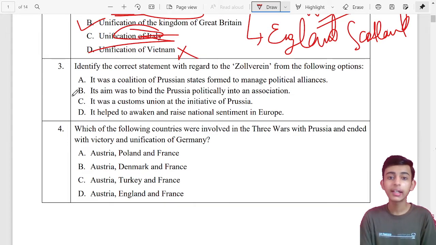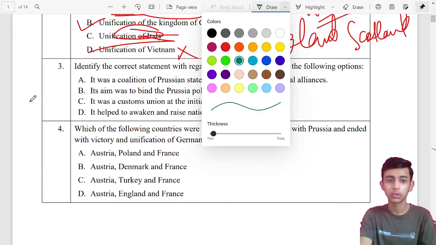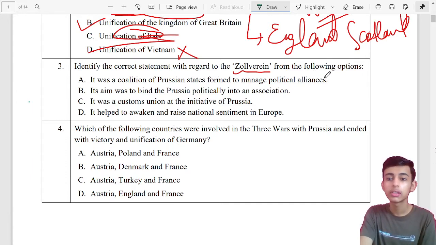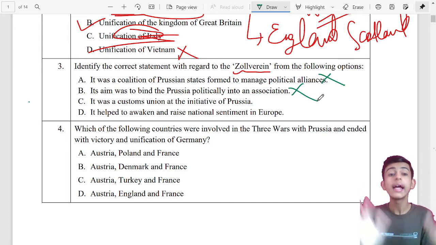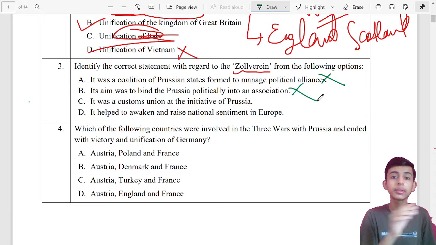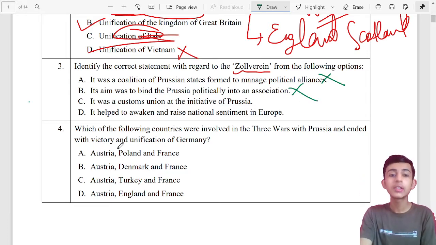Question number 3. Identify the correct statement with regard to the Zollverein from the following options. Option A. It was a coalition of Prussian states formed to manage political alliances. Wrong. This is not the correct answer. It was not a coalition. Option B, its aim was to bind Prussia politically into an association. No, Zollverein was not related to the political sphere. It was related to the economic sphere, right? So it was a customs union at the initiative of Prussia. C is the correct answer.